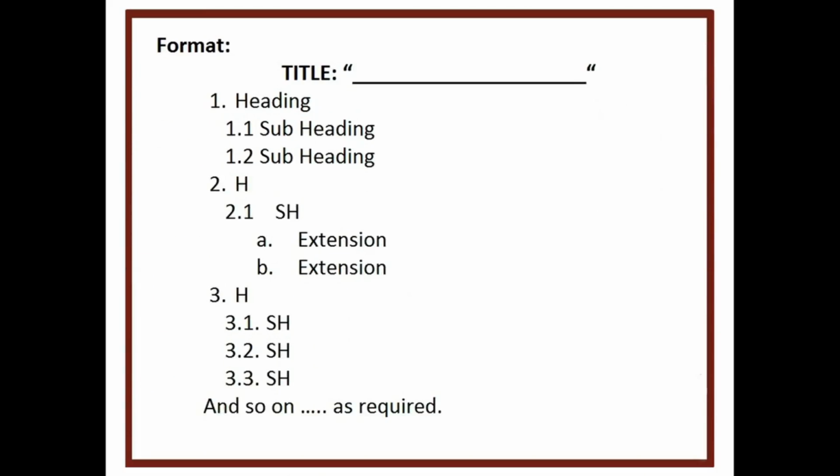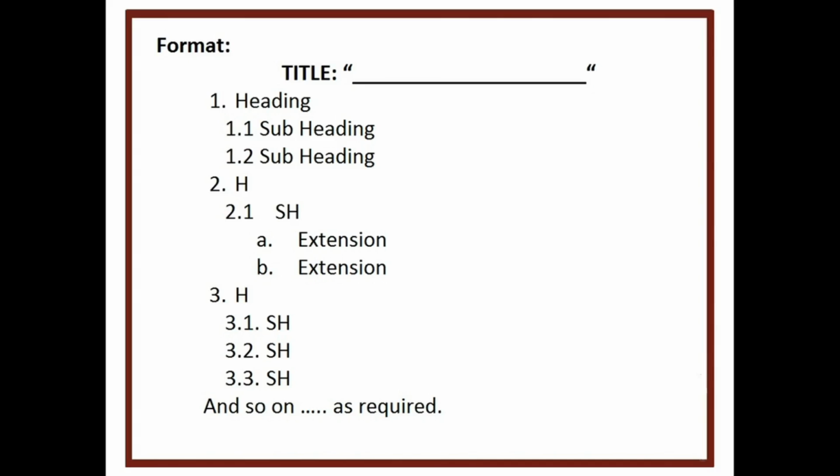Let us look at the format for note making. First of all comes the title, which is center aligned, underlined, written in capital letters, and also written within double quotes. The headings are numbered as 1, 2, and 3. They can also be written as A, B, C, etc.